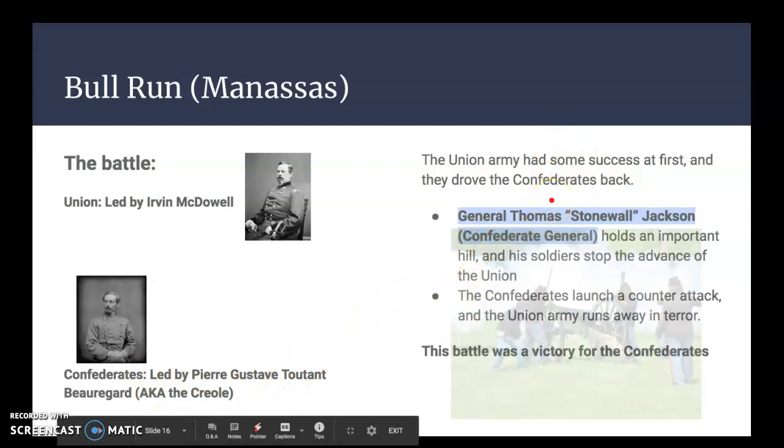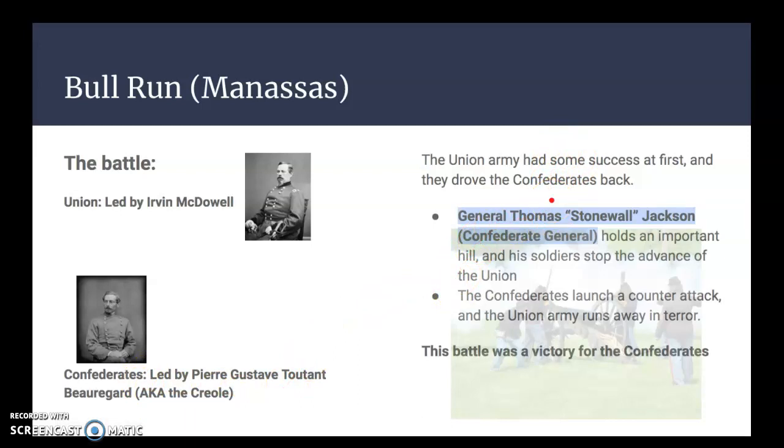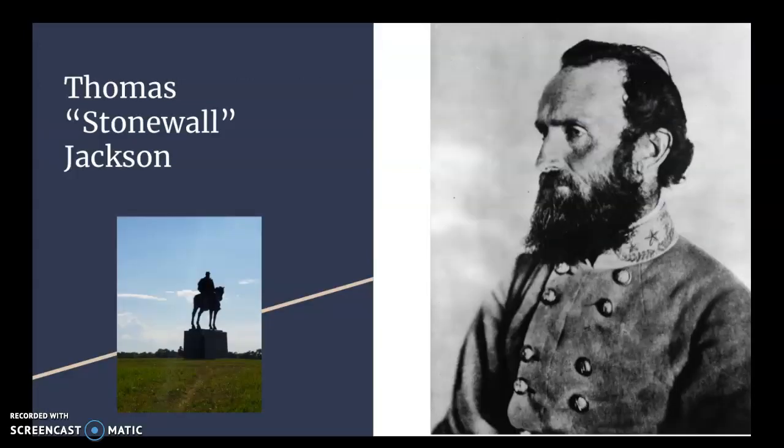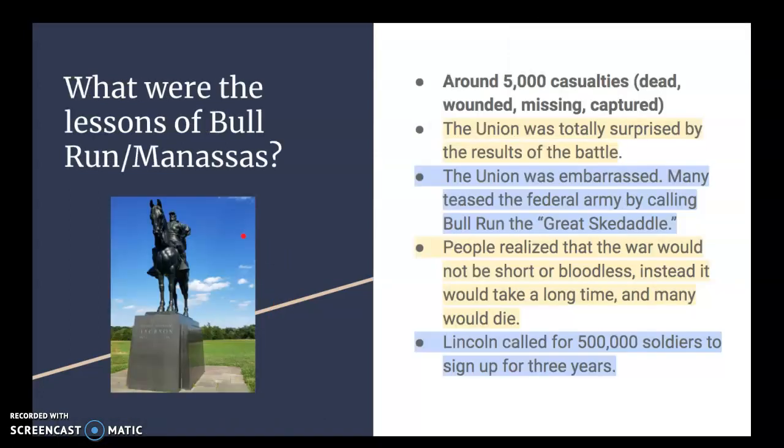The Union Army had some success at first, and they drove the Confederates back. But then General Thomas Stonewall Jackson, who was with the Confederates, holds an important hill, and his soldiers stop the advance of the Union. The Confederates launch a counterattack, and the Union Army runs away in terror. The battle is a big victory for the Confederates. There is a picture of Thomas Stonewall Jackson on the field at Manassas right there. That's a big statue of him, about 30 feet tall or something.